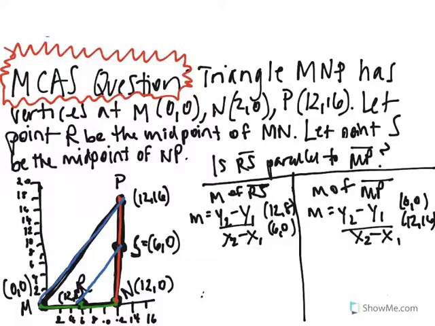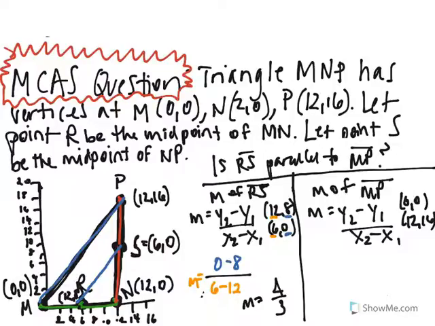Let's find the slope of RS first. So we're going to have y2, which is 0, minus y1, so 0 minus 8 over x2 minus x1, which is 6 minus 12. And then I'm going to get the slope equals negative 8 divided by negative 6, which is going to give me 4/3. That's the slope for RS.